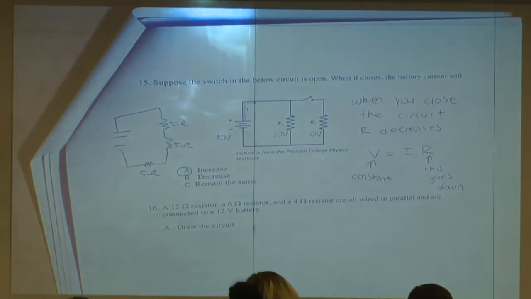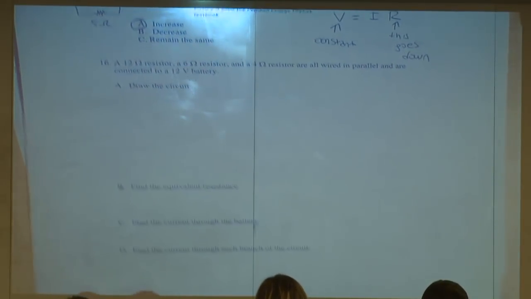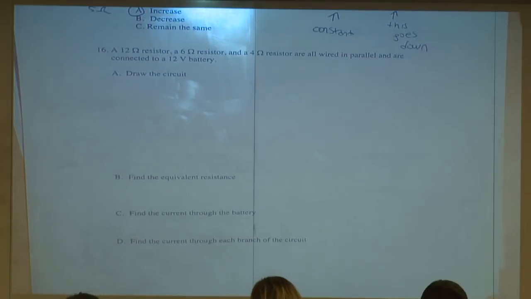Good question though. Okay, so we're gonna go to number 16. So it's another circuit question. It says a 12 ohm resistor, a 6 ohm resistor, and a 4 ohm resistor are all wired in parallel and are connected to a 12 volt battery. So first is to draw the circuit. We'll just quickly draw that.